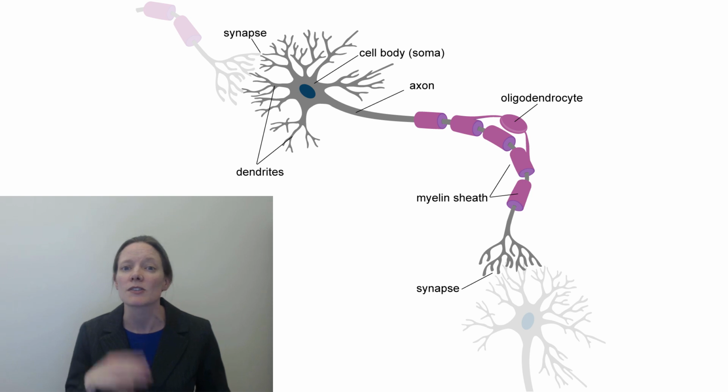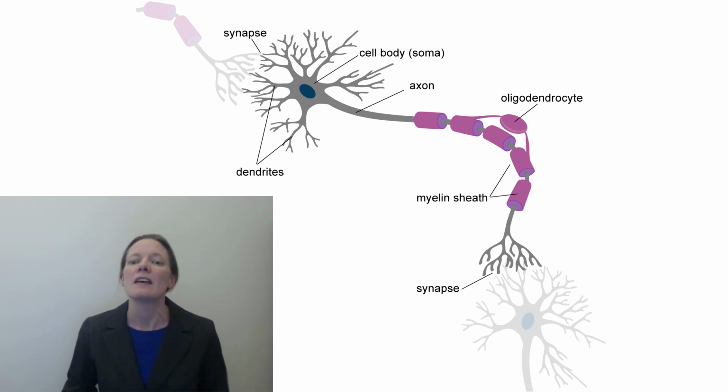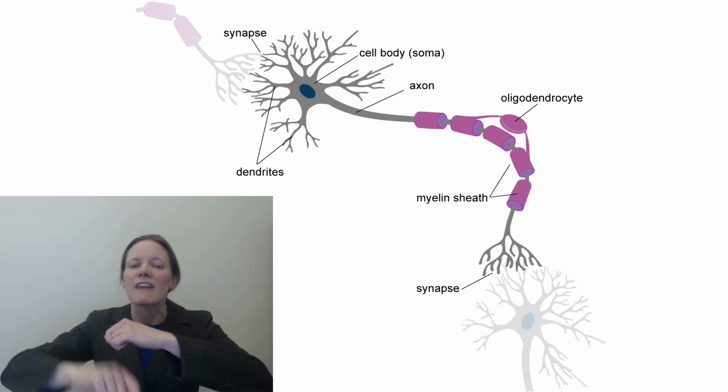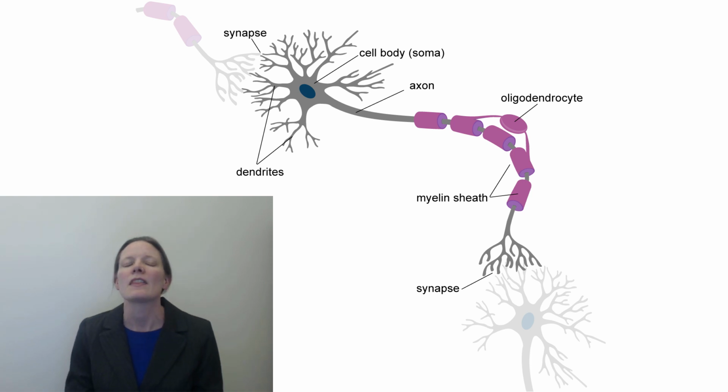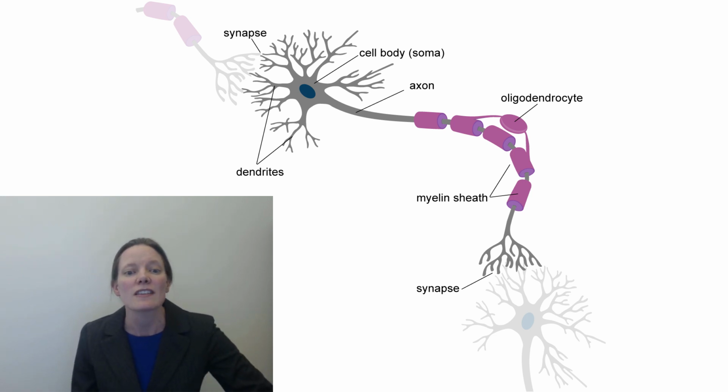Axons come in two flavors, myelinated and unmyelinated. Myelinated axons are wrapped in a fatty sheath called myelin. The myelin layer acts as an electrical insulator and increases the speed at which electrical signals can travel down the axon. The myelin sheath is actually the cell membrane of another type of cell called an oligodendrocyte.